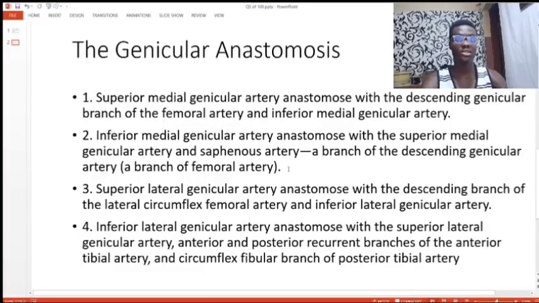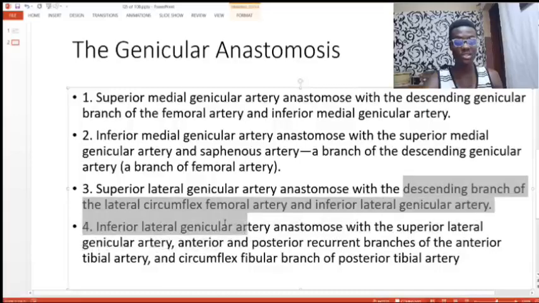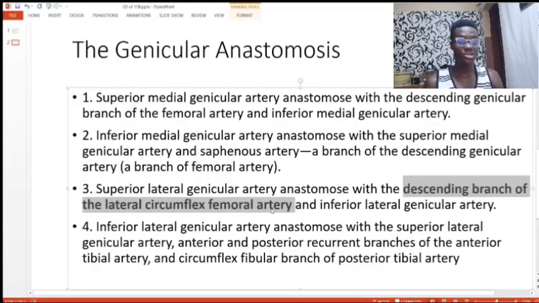The descending genicular artery actually gives us two branches, the articular branch and the saphenous branch. So the articular branch anastomoses with the superior medial genicular, that is this one that they are talking about here. That's the articular branch of the descending genicular, to be more specific. And then the saphenous artery, which is a branch of the descending genicular, also anastomoses the inferior medial genicular. Now, the superior lateral genicular anastomoses the descending branch of the lateral circumflex femoral, which is what the question is asking us. This right here is what the question is asking us.